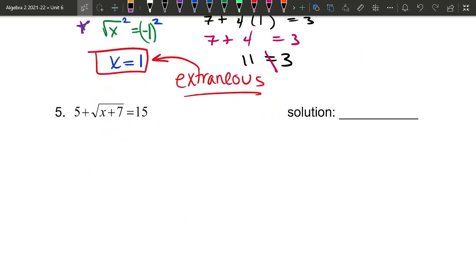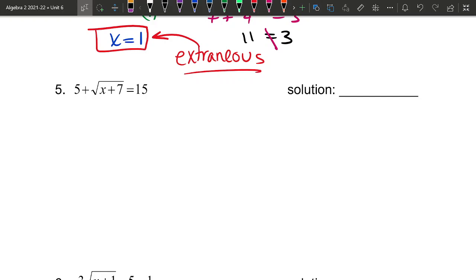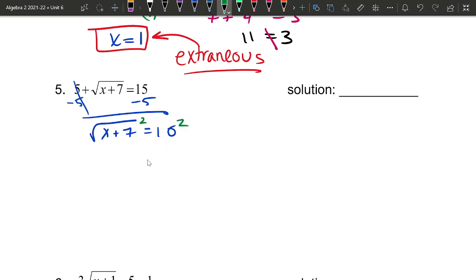So like I said, this shouldn't be too strange because of all the time we just did spend solving using the square root method. It's the same thing. So I'm isolating the radical by subtracting the 5. So square root of x plus 7 equals 10. Square both sides. So x plus 7 equals 100.